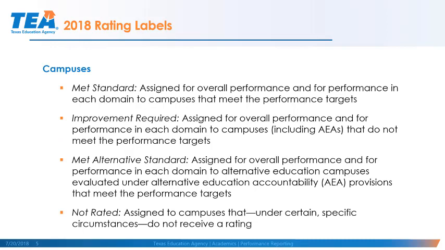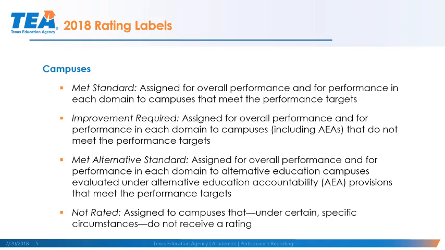For 2018, unlike districts, campuses will not receive an A through F rating. Instead, campuses will receive one of the following ratings. Met Standard, assigned for overall performance and for performance in each domain to campuses that meet the performance targets. Improvement Required, assigned for overall performance and for performance in each domain to campuses, including AEAs, that do not meet the performance targets.